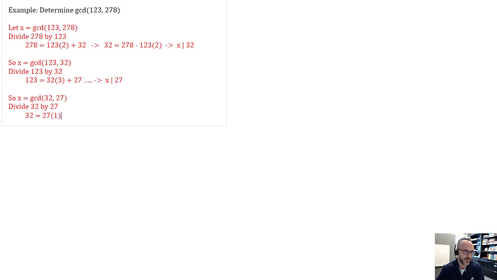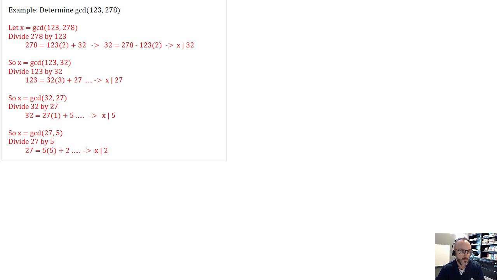So 27 times 1 plus a remainder of 5, which is going to tell us that our greatest common divisor has to divide 5. So x is going to be the GCD of the two smaller numbers, 27 from before, and our new small number 5. Divide 27 by 5. 5 goes into 27 5 times with a remainder of 2, which means that x divides 2.